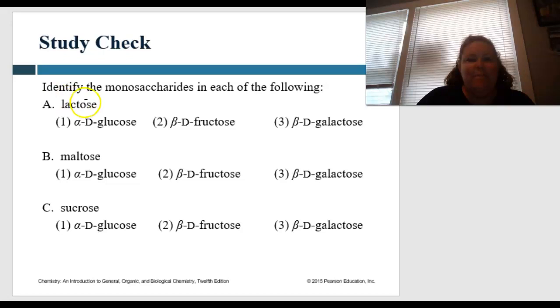So let's identify the monosaccharides in each of the following. Okay, lactose, maltose, sucrose, and the different subsets. Okay, so pause me and come back.